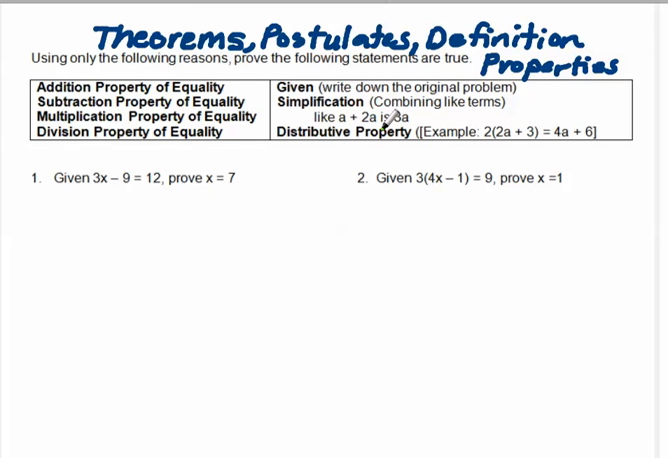And then the distributive property. And you should be familiar with that. You use that when you see parentheses like this. And you take the factor on the outside and you multiply all the factors inside the parentheses by that factor. So 2 times 2a would become 4a, and then 2 times 3 would become 6.